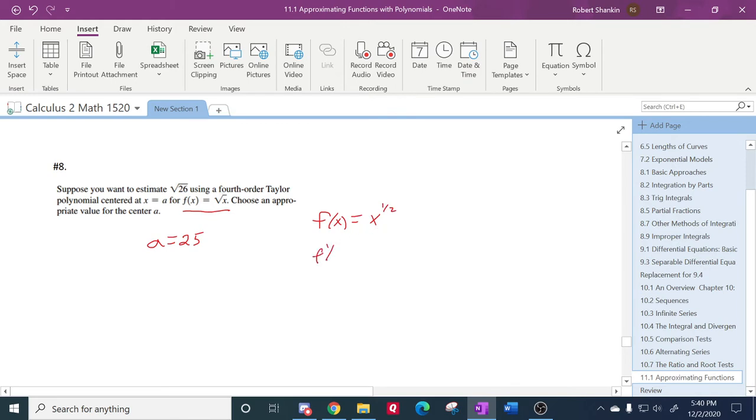F prime of x is 1/2 x to the negative 1/2. F double prime of x is negative 1/4 x to the negative 3/2. F triple prime of x: multiply these, negative times negative is positive, 3/8 x to the negative 5/2. Let's just go to the third derivative. So let's go with third order.